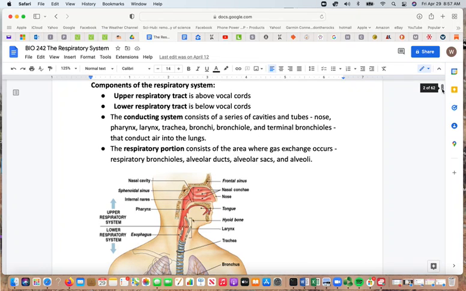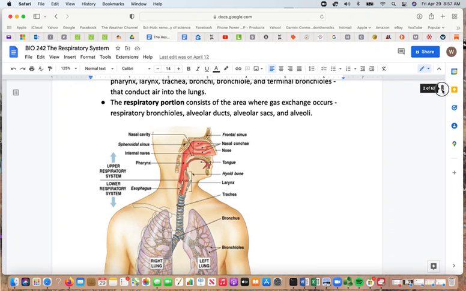The conducting system is going to consist of a series of cavities and tubes. So this would be your nose, pharynx, larynx, trachea, bronchi, bronchioles, terminal bronchioles, any place that conducts air into the lungs. And then your respiratory portion is where you actually have the gas exchange occurring. This would be your respiratory bronchioles, alveolar ducts, alveolar sacs, and alveoli. So this picture here gives an illustration showing the division of upper and lower respiratory systems.